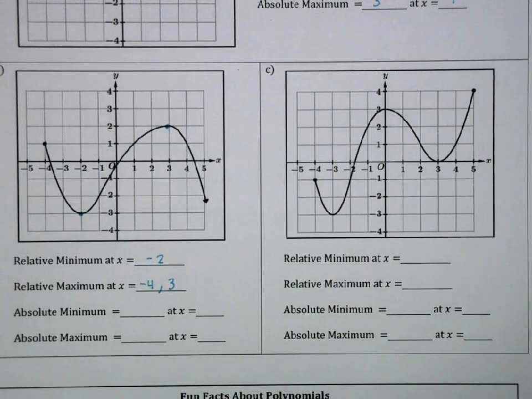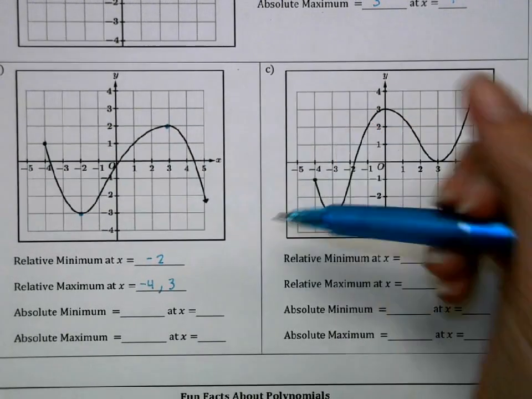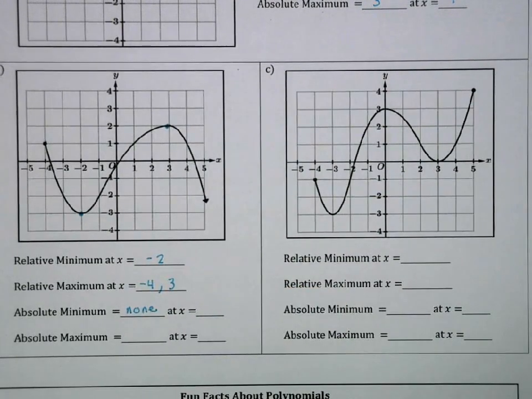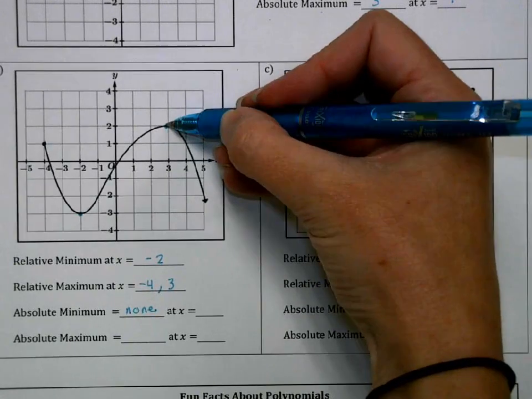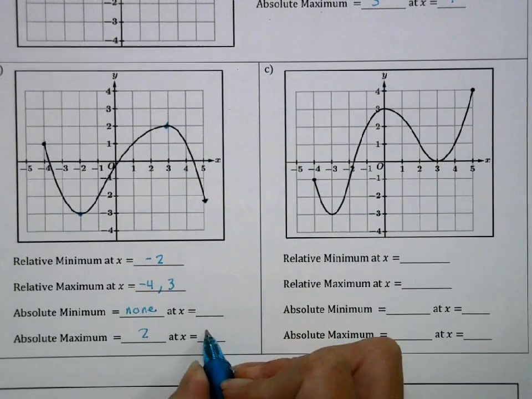And absolute. Absolute minimum, there is not one again, because this arrow indicates that it's just going to keep going. Absolute maximum, there is no value in this graph higher than this point right here. So the maximum value is 2 at x equals 3.